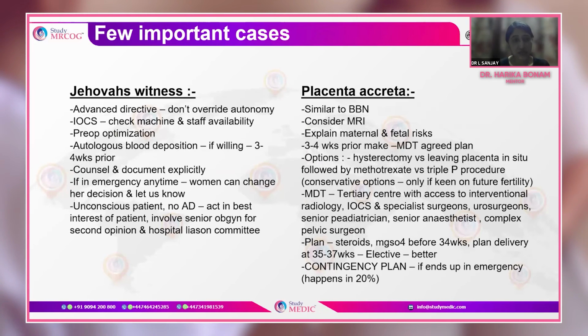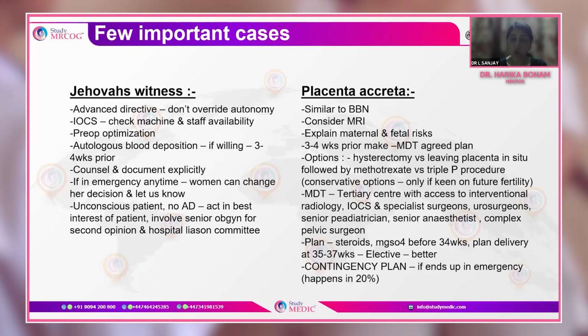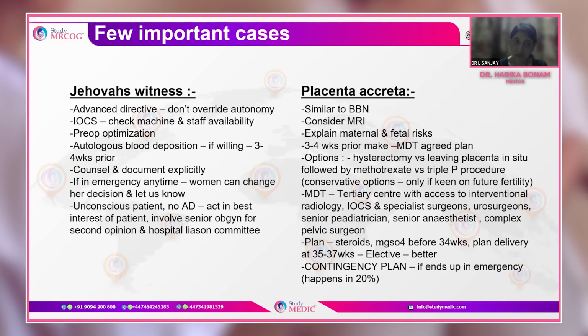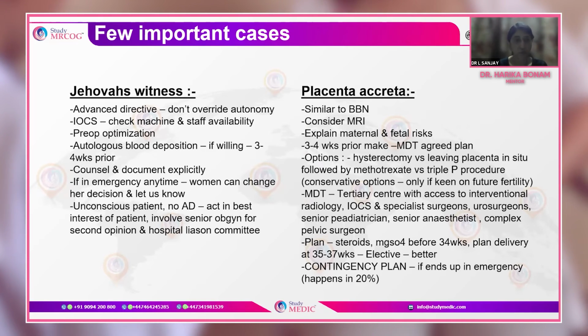Next, Jehovah's Witness. It is important to ask or see if the woman has an advance directive, what blood products she allows, or whether there is something she allows us to give or not. And then do not override her autonomy. The term intraoperative cell salvage has to be used. You also have to check the availability of the machine and the staff or technician, because everybody will not be able to operate it.